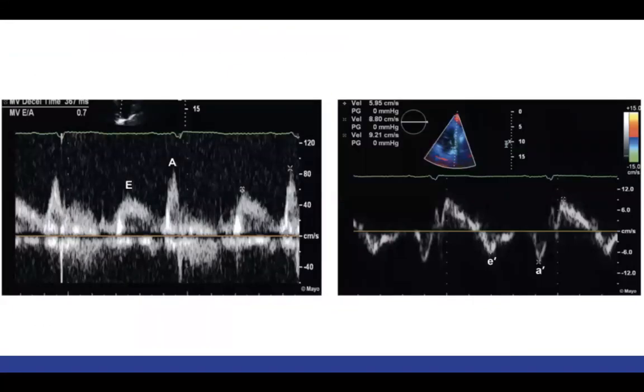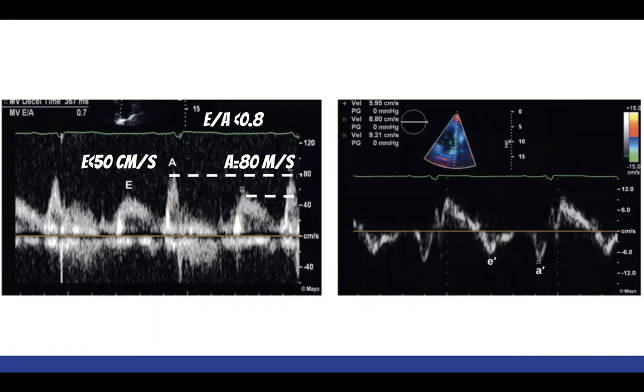So first of all, we look at this. A is 80 centimeters per second, E is around 50. Then the E to A ratio is less than 0.8. This one is for the medial E prime, which is less than 7, and the lateral E prime is less than 10 centimeters per second.